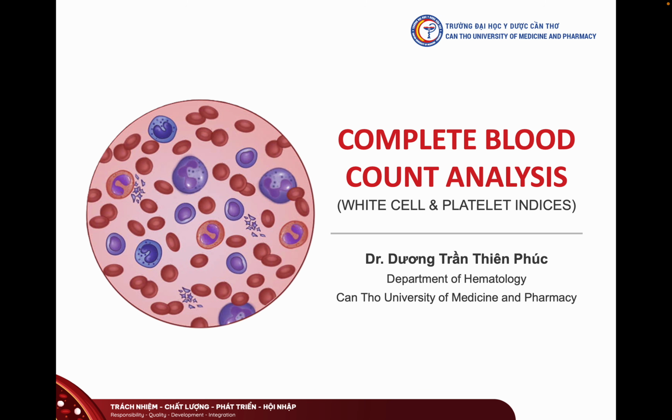In the previous video, we explored how to analyze the red blood cell indices on the CBC. In this video, we will shift our focus to the white blood cells and platelets, two important components that offer vital clues about infection, inflammation, as well as bone marrow function. Let's dive in and discover what these cells can tell us.